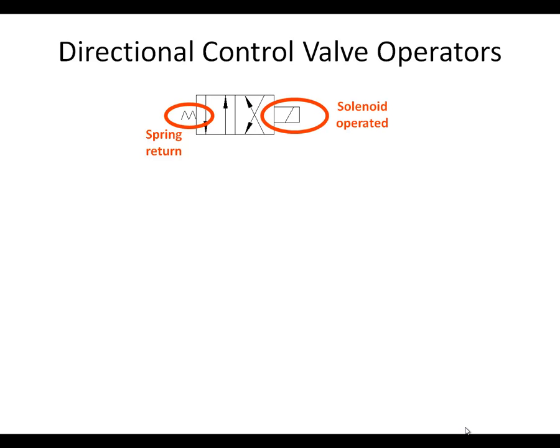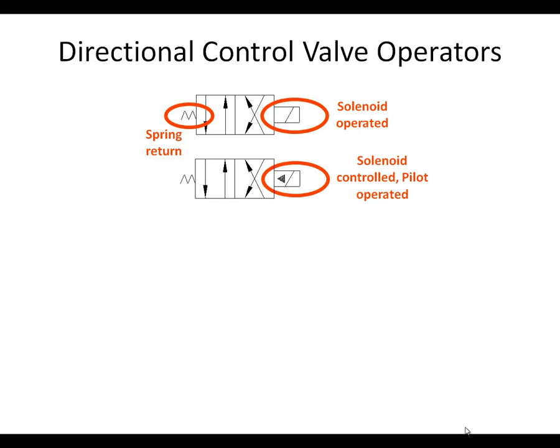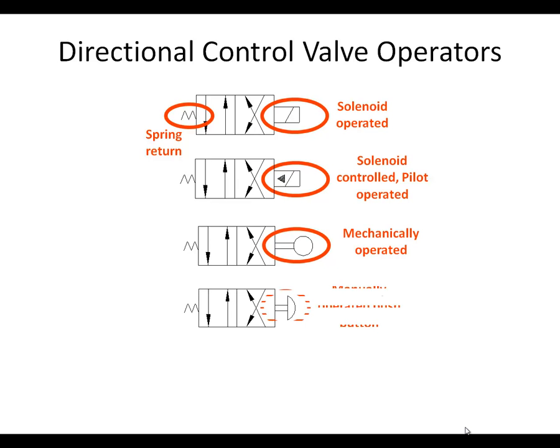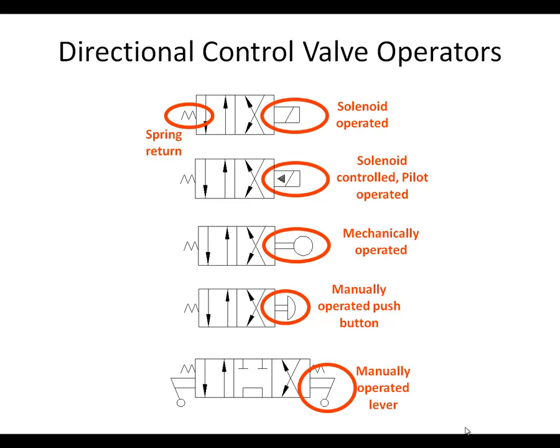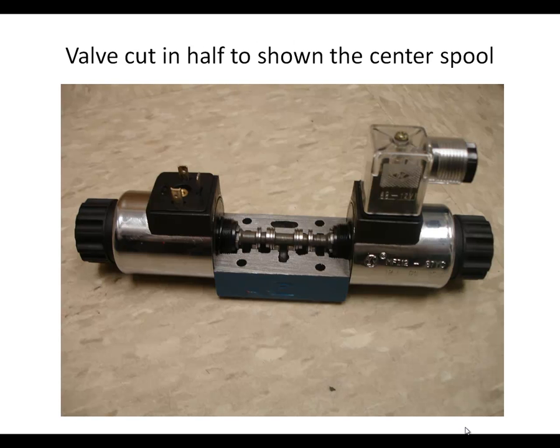Directional control valves are operated in many different ways. Here's a schematic for a 4-way, two-position. This side of the schematic shows that there's a spring, so if you don't touch the valve, then it spring biases to one of the positions. The other position could be operated by a solenoid. Here is an example of a solenoid controlled but pilot operated. Here's a mechanically operated. Here is a manually operated push button. Here's a manual operated lever. So there's several different ways to operate a control valve.